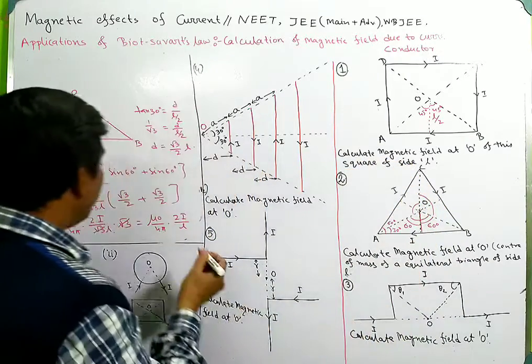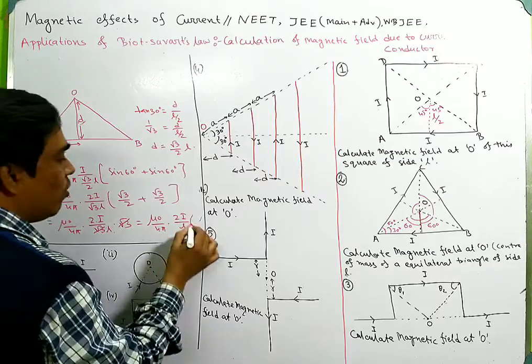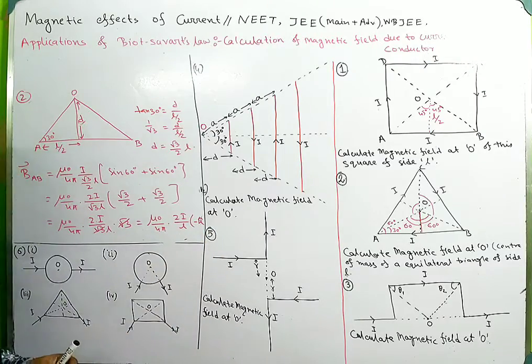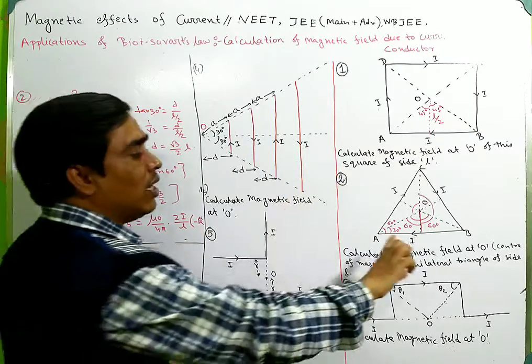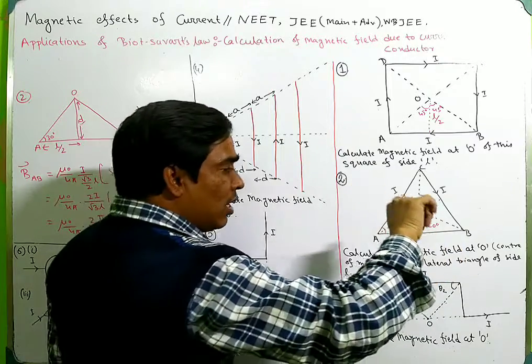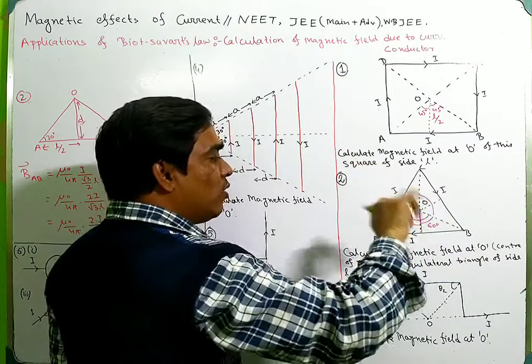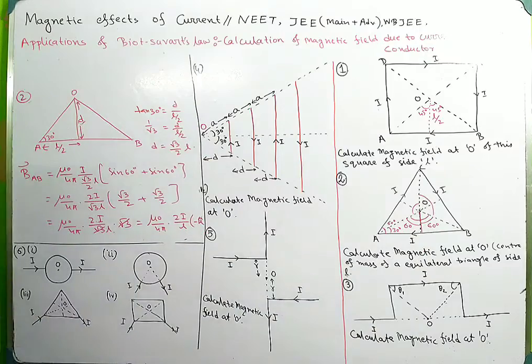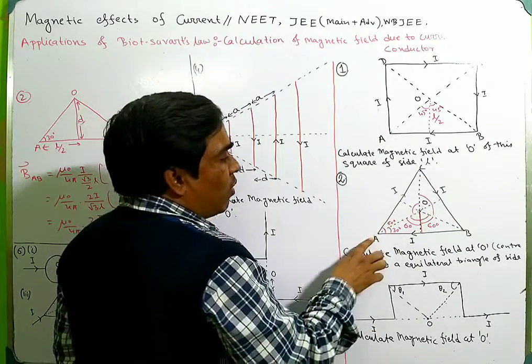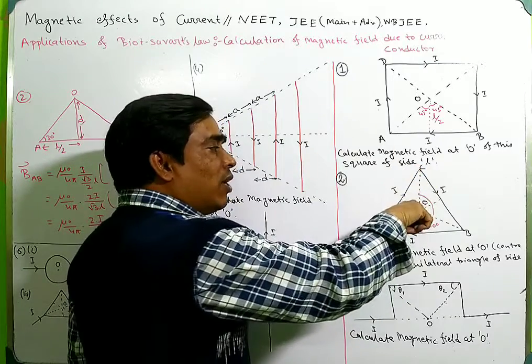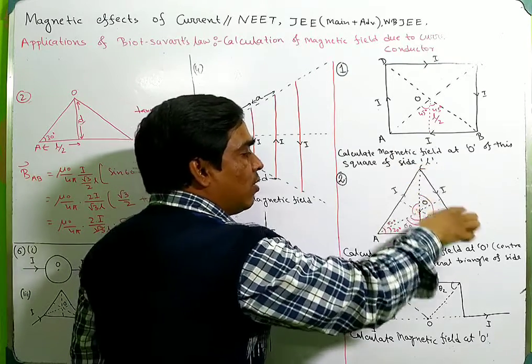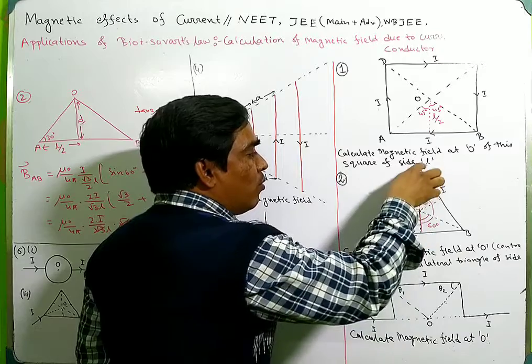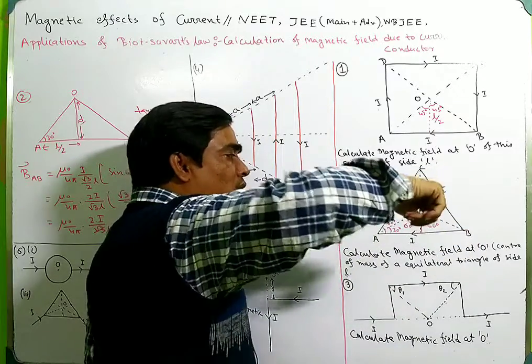So it will be minus k cap, inward direction, using vector law. This is I, so I cross D, so it will be inward direction. So it will be minus k. If you want to calculate for AC, it will also be inward. If you want to calculate the magnetic field at O due to CB, it is also inward.